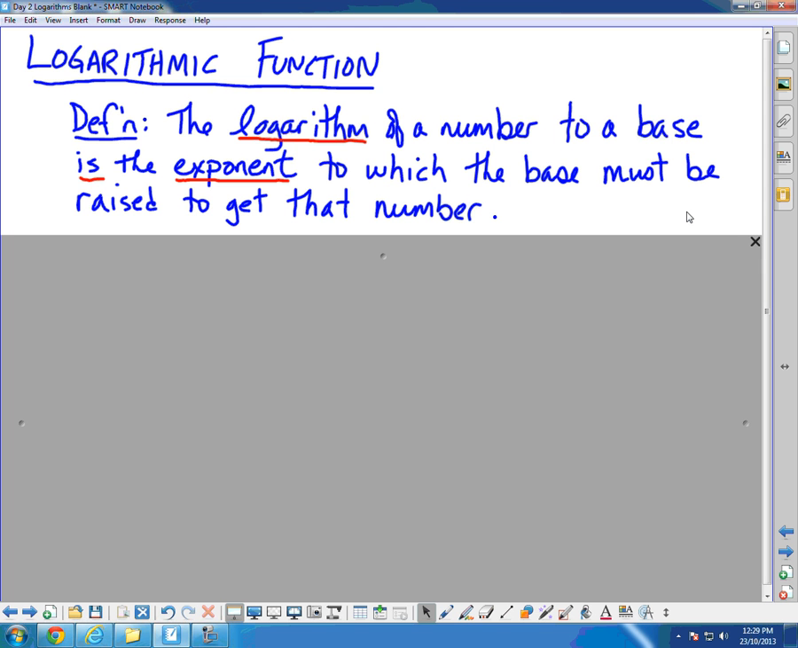So, the formal definition, though, that you're copying down right now says the logarithm of a number to a base is the exponent to which that base must be raised to get that number.